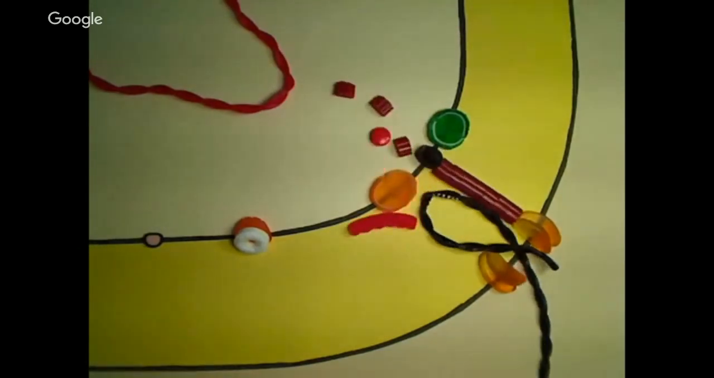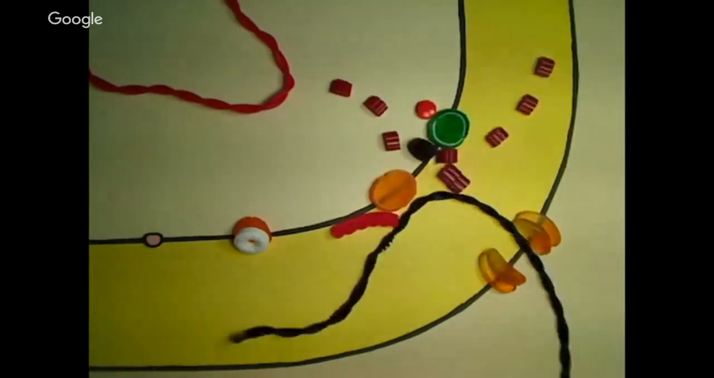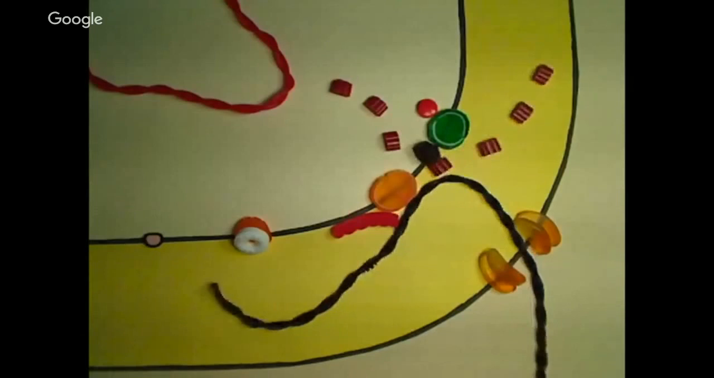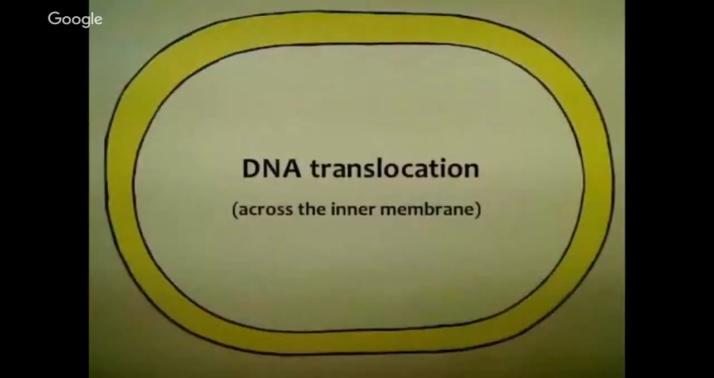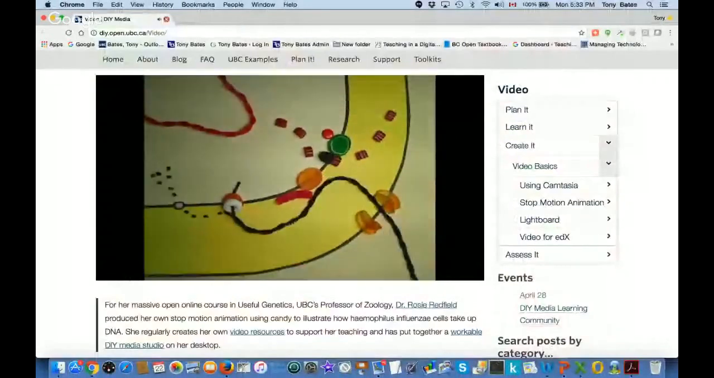Once a free end of the DNA is in the periplasm, the DNA can be translocated across the inner membrane into the cytoplasm. Only a single strand is translocated intact. The other is degraded in the periplasm.